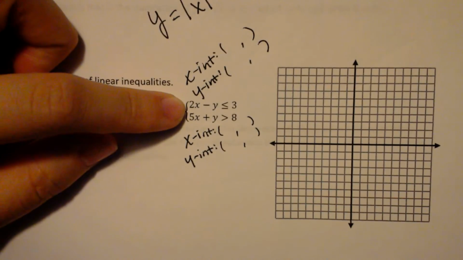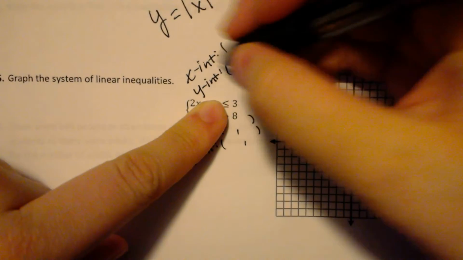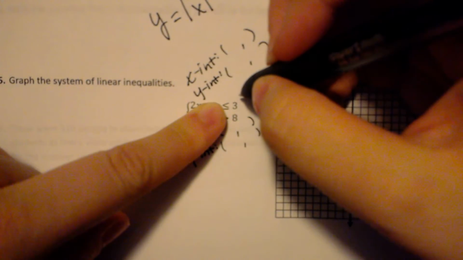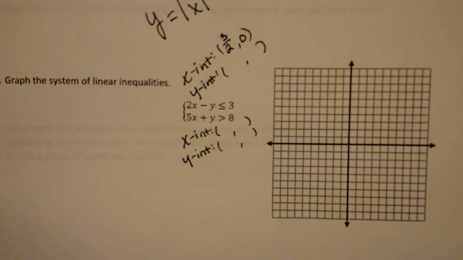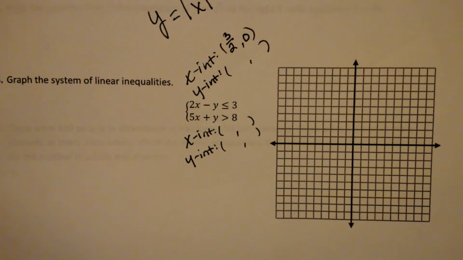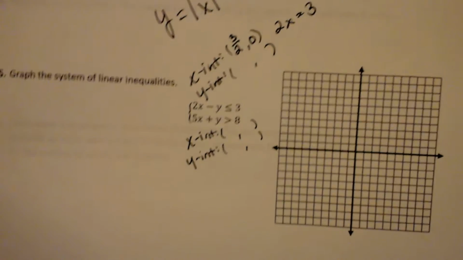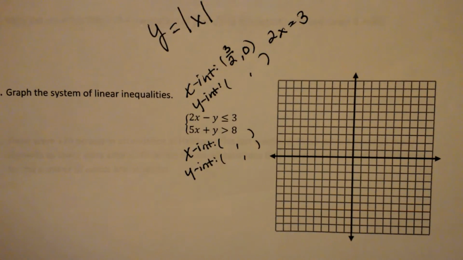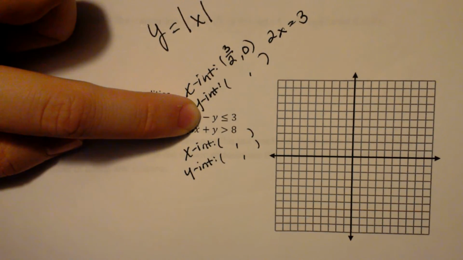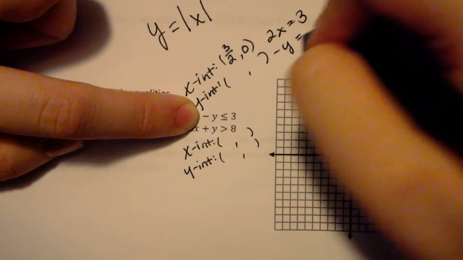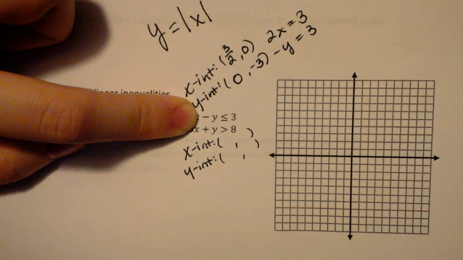So for the first one, I'm looking at the x-intercept. I'm going to cover up y. So I just have 2x equals 3. So I have 3 halves, 0. If I'm looking at my y-intercept, x is 0, so I have negative y equals 3. So it's 0, negative 3.